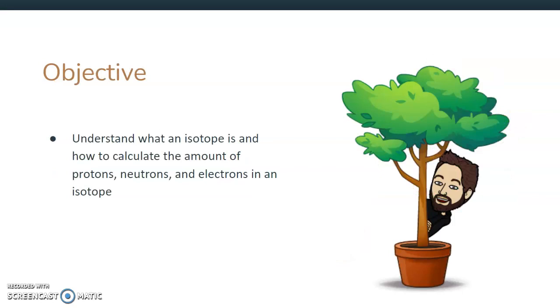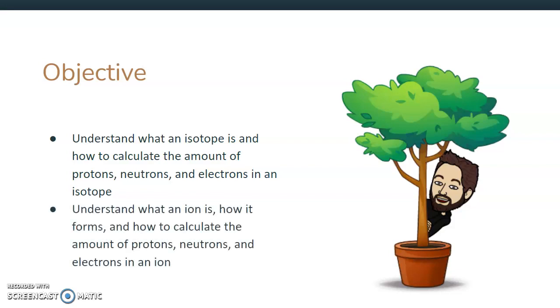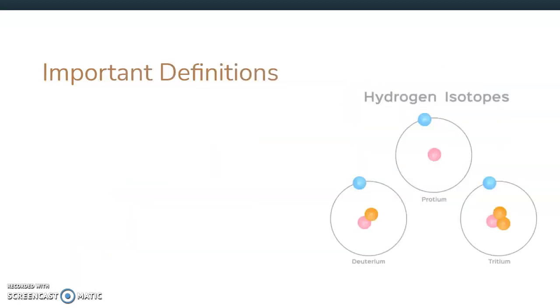By the end of the day, I want us to be able to understand what an isotope is and how to calculate the number of protons, neutrons, and electrons in an isotope. And then the same exact thing for an ion. So the first thing we're going to do is define some of these.